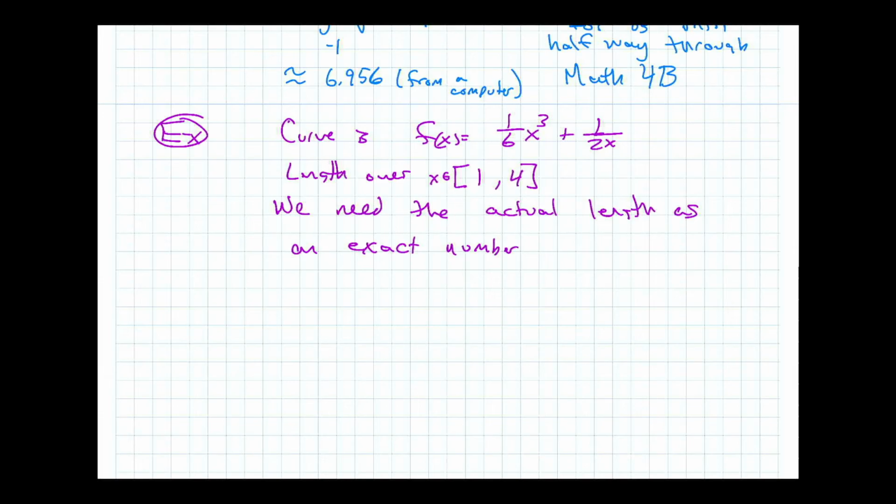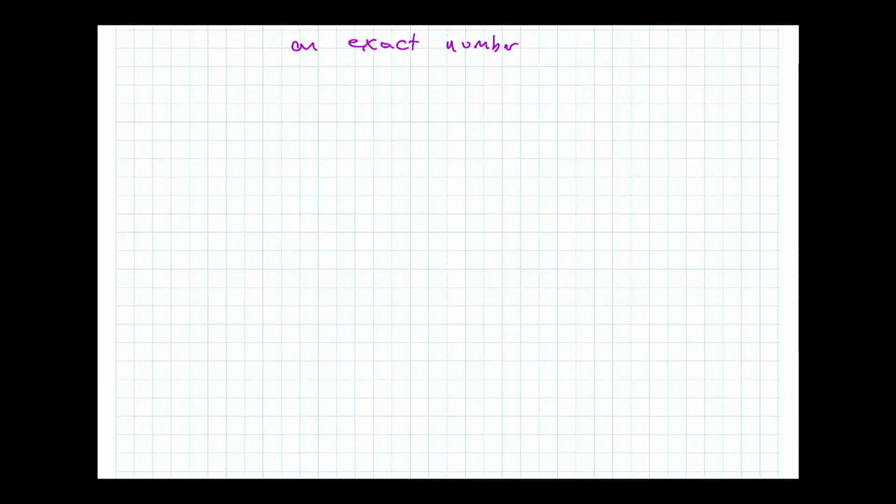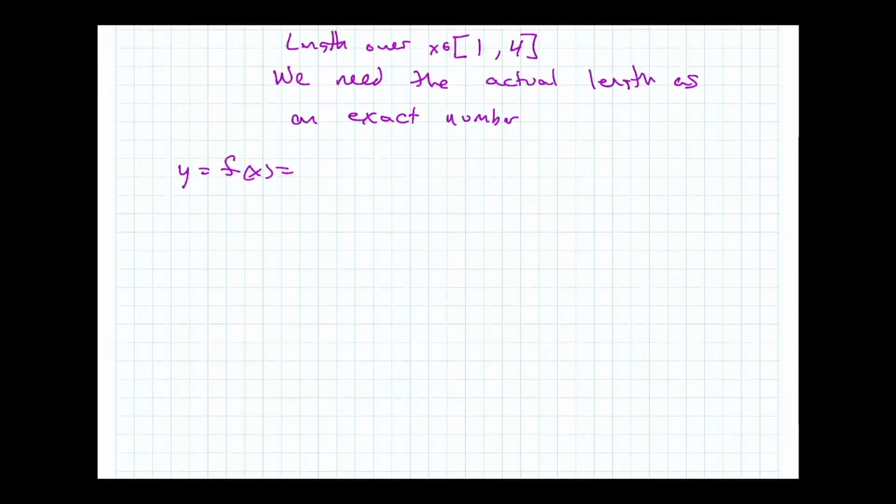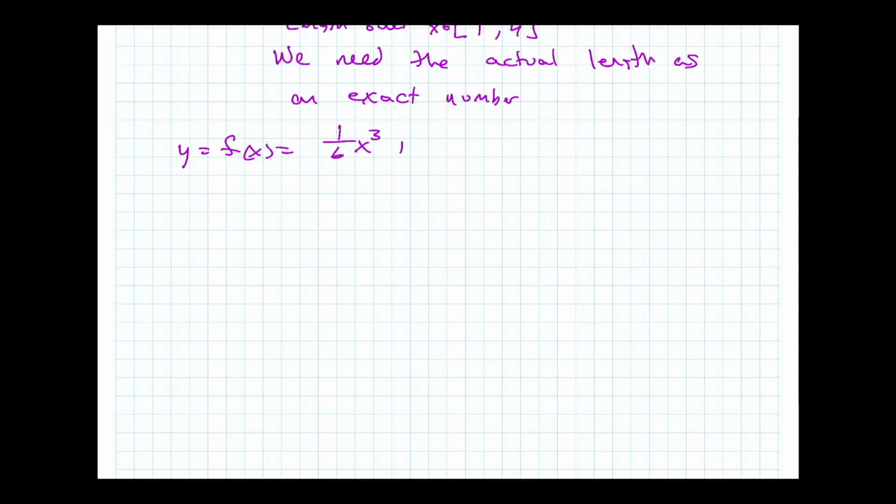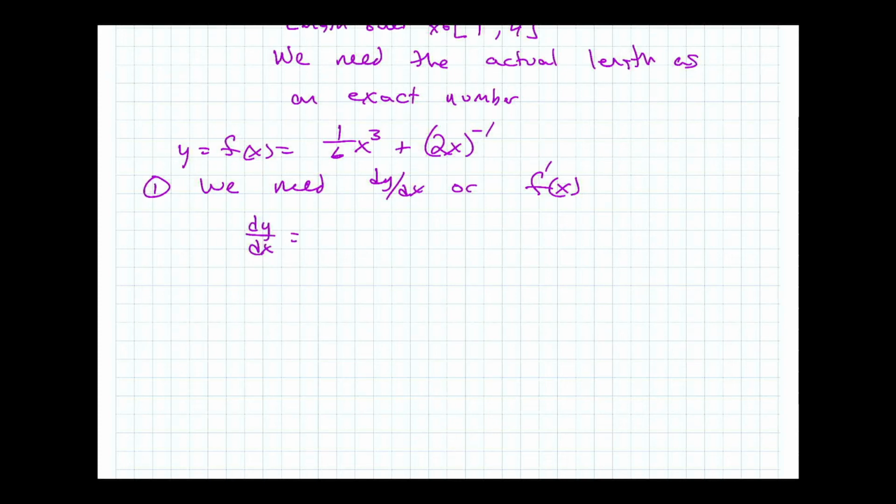All right, I'm not going to graph it. I'm just going to go straight to the work here. So we know we need the derivative, right? So we know we have y equals f of x equals, what is it? It is 1/6 x cubed plus 1 over 2x, which I'm going to write as (2x) to the -1. Yeah, that's fine, actually. So step 1, we need the derivative. We need dy dx, or your book always uses f prime, so that's why I'm writing both here. We need dy dx or f prime, which are the same thing. So we need the derivative. I guess I'll write dy dx. It's the derivative of this function.